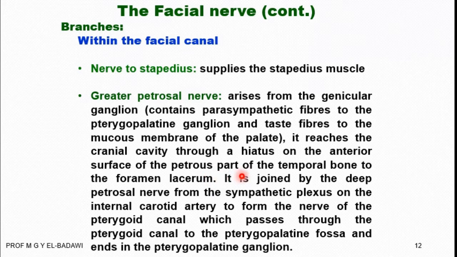There it will join the deep petrosal nerve, which is a sympathetic nerve coming from the sympathetic plexus of the internal carotid artery. Both of them will form the nerve of the pterygoid canal, or the Vidian nerve, which will pass through the pterygoid canal to the pterygopalatine fossa to terminate by relaying in the pterygopalatine ganglion. That is the course of the greater petrosal nerve.